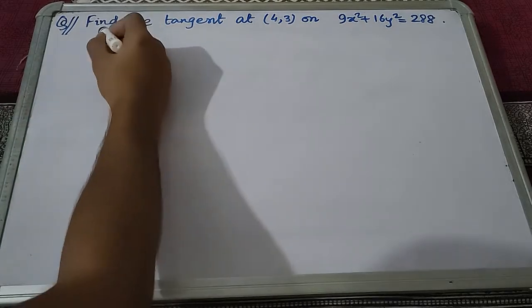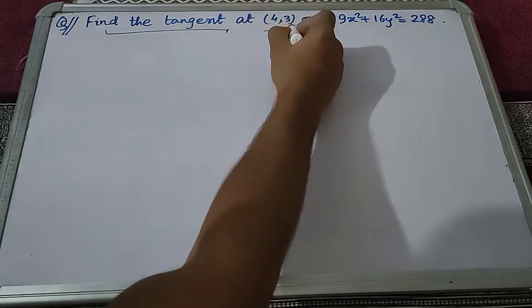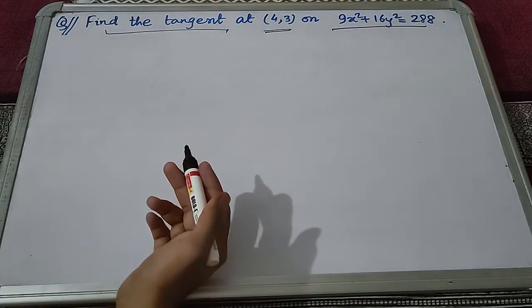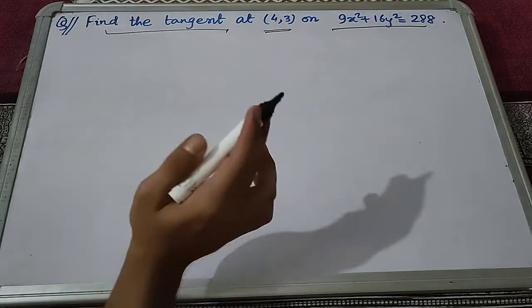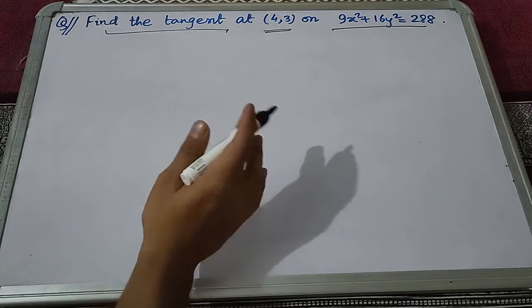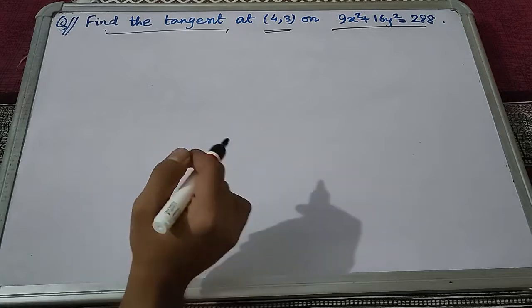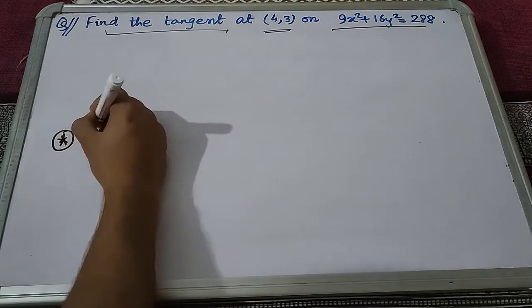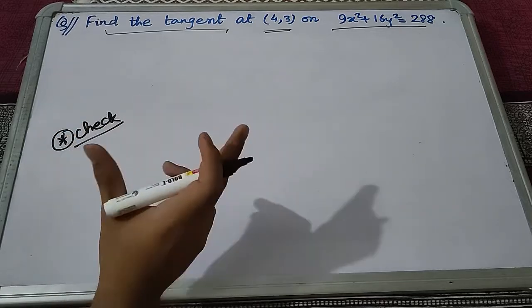The question says: find the equation of the tangent at (4,3) on this ellipse. First we need to check whether this point lies on the curve or not. If this point lies on the curve, our work is very easy. But it is very important that you should check whether the point lies on the curve or not.